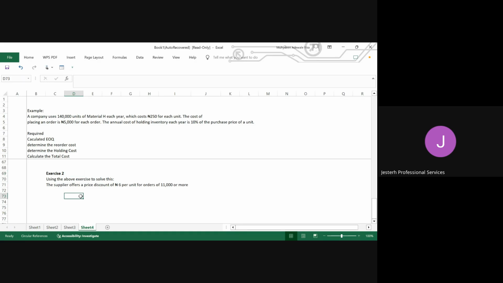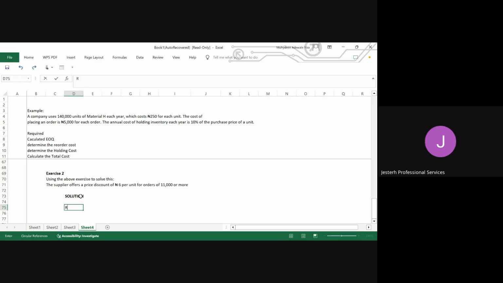Now, we are going to calculate the amount they are going to spend if they decide to follow the supplier's order from 11,000 and above. So in this case, the first thing that you need to do is calculate how much is going to be our cost of placing this order of 11,000 units and above. That's the first thing that you need to calculate.